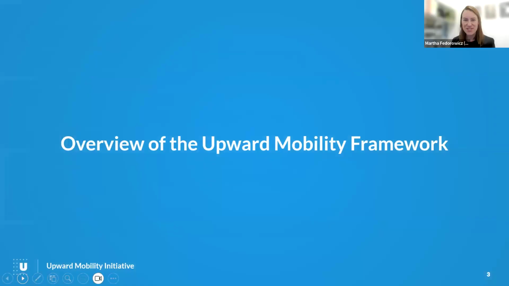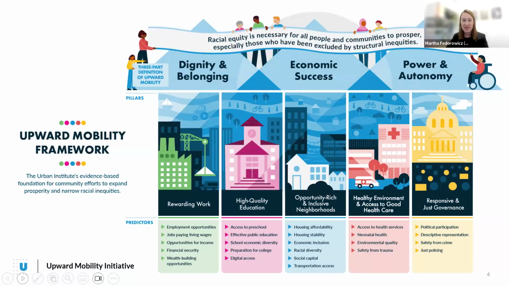Thanks so much, Annie. I imagine that many of you are already familiar with our upward mobility framework, but I'm going to briefly walk us through it because I think it's helpful context to keep in mind as we transition to talking about building and sustaining upward mobility coalitions. So this is our upward mobility framework. Throughout the next few slides, I'll walk you through each component of it in more depth.